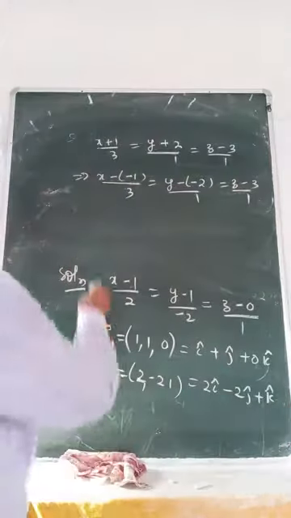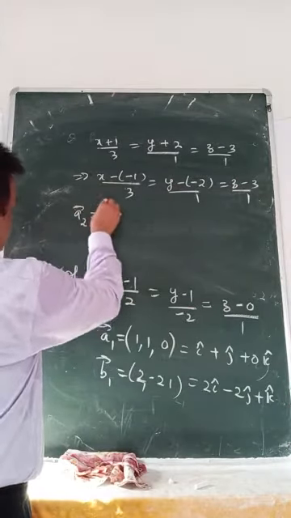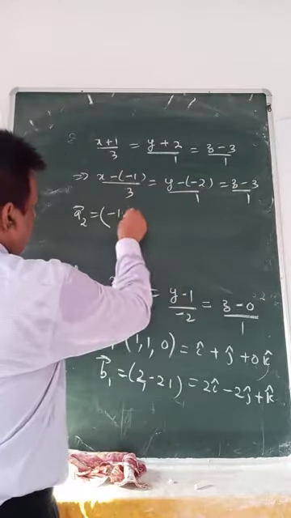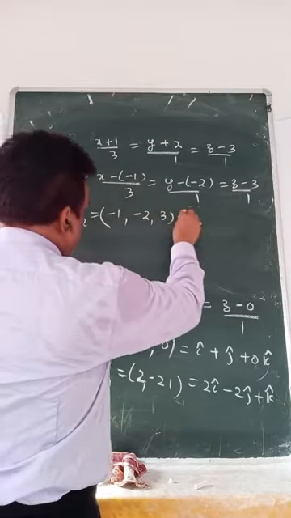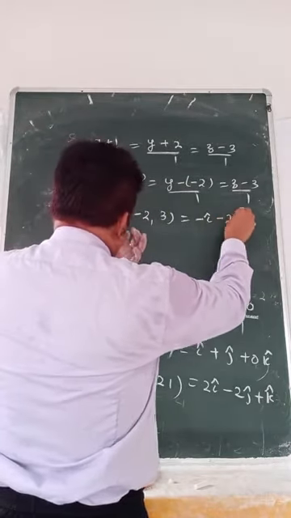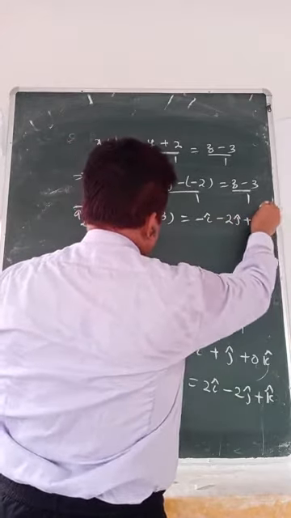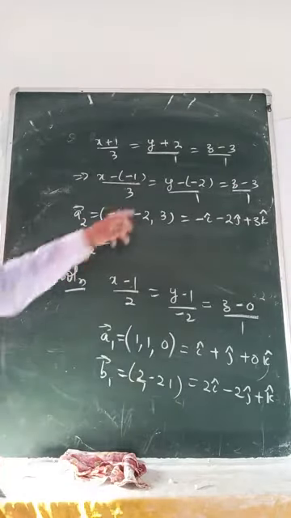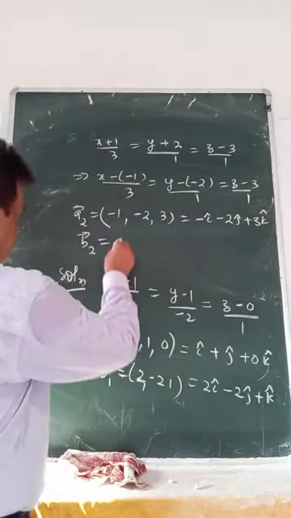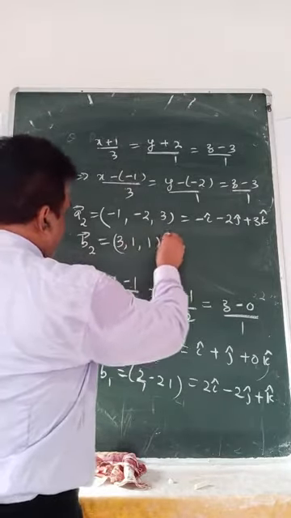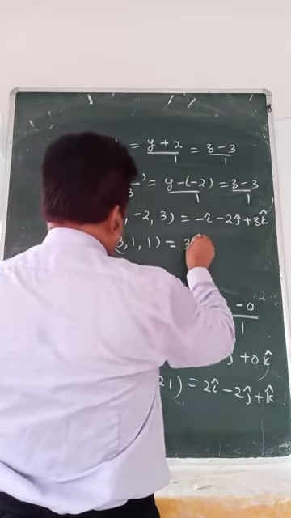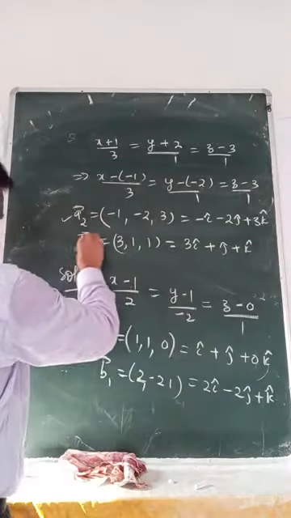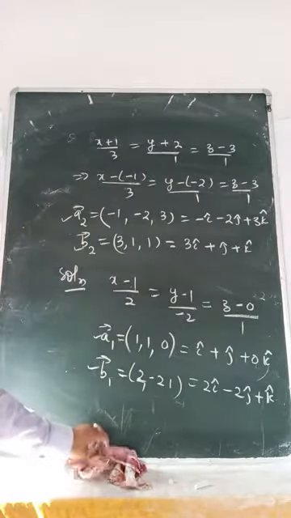So the A2 vector. Which one will be the A2 vector here? Take it out: it is -1, -2, 3, meaning -i -2j +3k. The B2 vector: what is B2? This is your B2 vector: 3, 1, 1, that is 3i + j + k. Okay, you got A2, B2, and you got A1, B1. You have four things now.